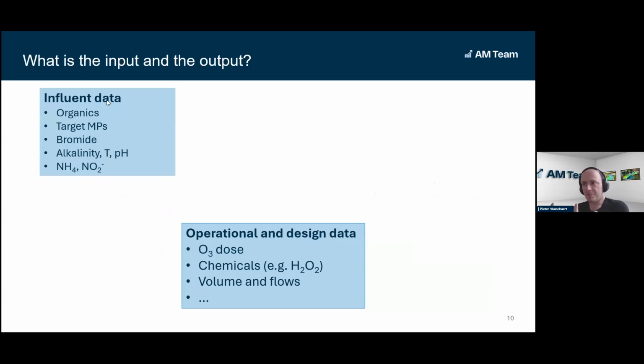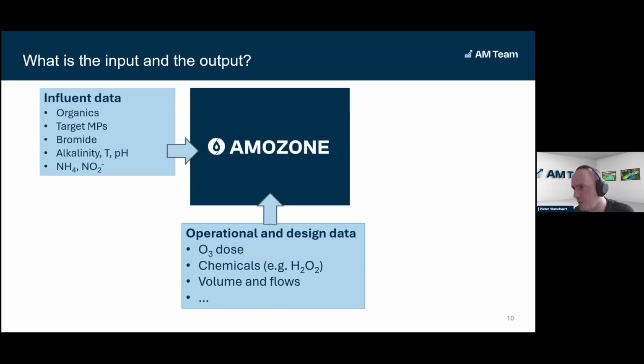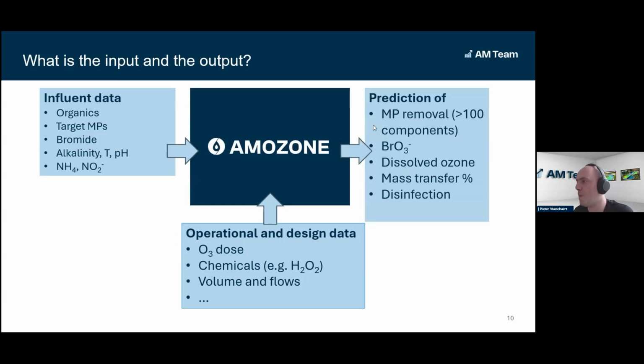What is the input and the output of this AMOZONE model? Of course it needs influent data: DOC, the micropollutants at the influent side, bromide concentrations, alkalinity, temperature, pH, and some nitrogen species that are quite important to take into account. There are also others included in the model. Then it needs operational and design data: the volumes of your plants, the ozone dose you apply, whether you are dosing additional chemicals, and these kinds of things. Based on that, the AMOZONE model makes predictions of micropollutant removal.